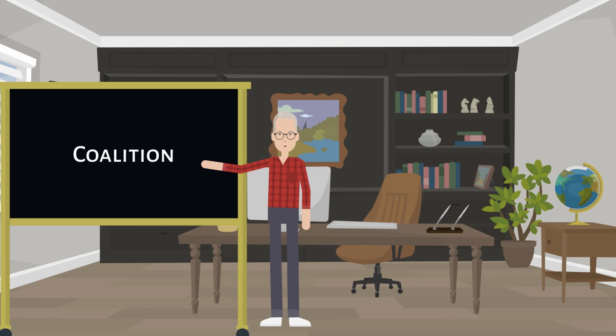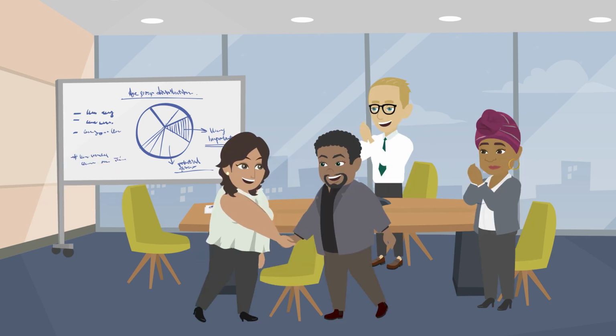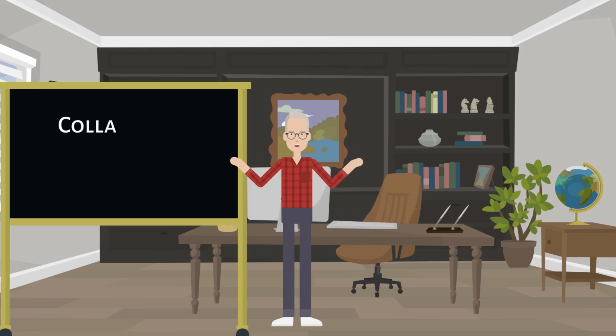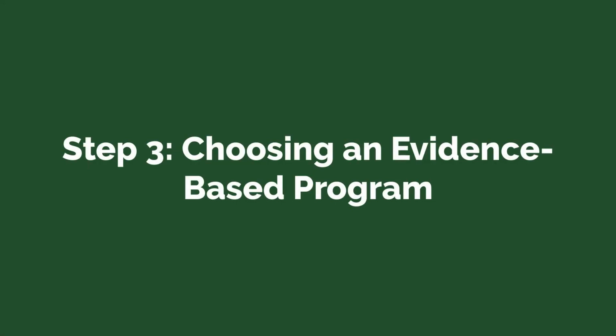Additionally, you might consider forming a coalition consisting of well-informed community members and leaders to further evaluate and clarify your community's needs. It is essential to collaborate with the community, not only when evaluating community needs, but through the entire process of prevention. Prevention science is founded on the principles of scientific evidence.